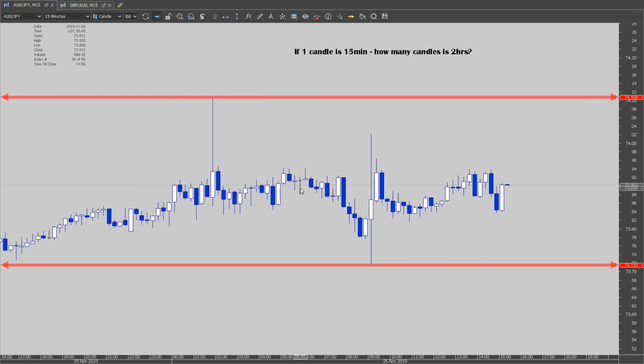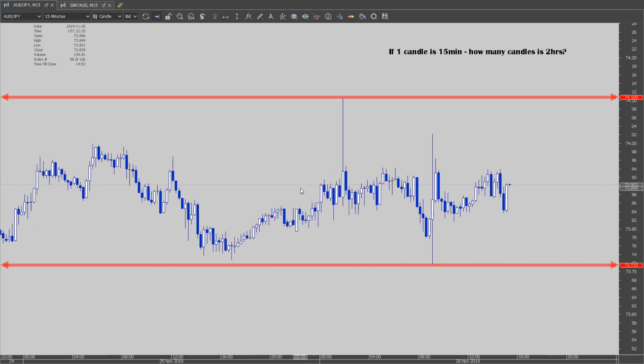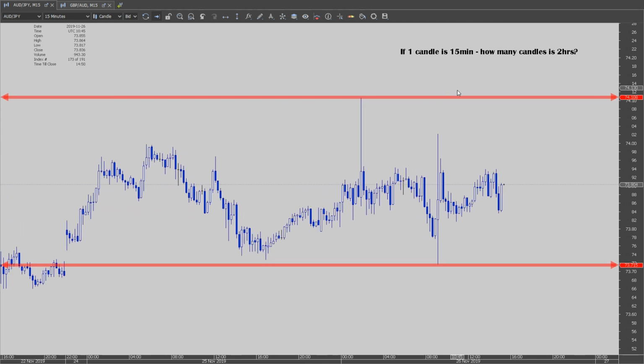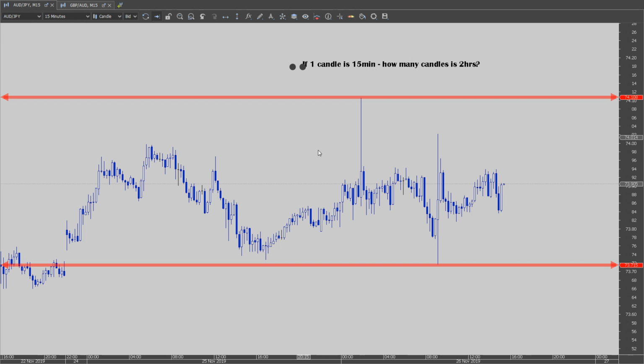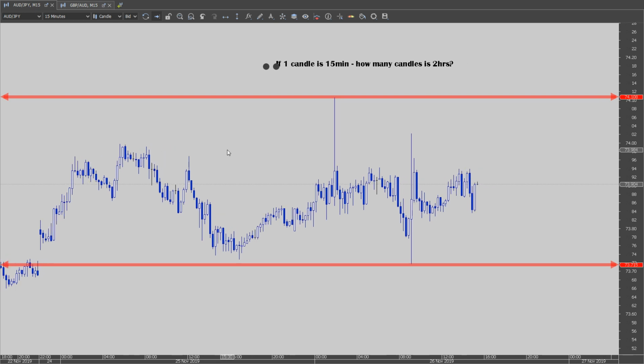Okay. So I have this sideways movement so far. It's a choice how you're going to put your horizontal line. But I do have AUDJPY. It's moving sideways so far. It's not trending, right? It's not making higher highs and higher lows consistently.